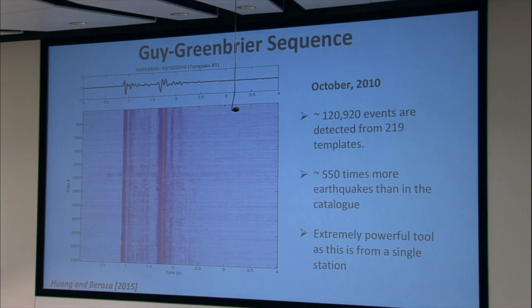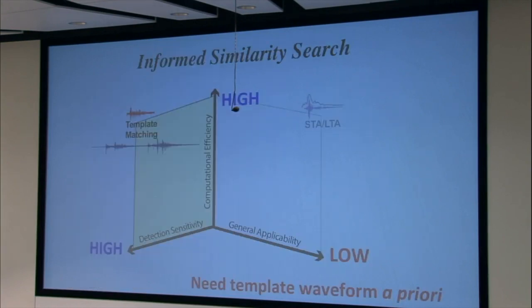So this is the Guy-Greenbrier sequence in Arkansas, an induced earthquake sequence. Here's a template, or a seismogram, of a known earthquake. We can run that through continuous data for a year or so, and we can find 5,500 similar earthquakes that match this known earthquake. So this template matching is a form of similarity search where we know what we're looking for. So we can call it informed search.